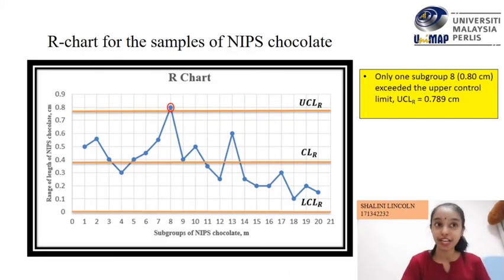This is the R chart value for the sample of NIPS chocolate. As we can see, the upper control limit value of our analysis is 0.789 cm. There's only one subgroup, which is subgroup 8, that exceeded the upper control limit, which is 0.80 cm. The other values are in the range of the lower control limit and upper control limit.